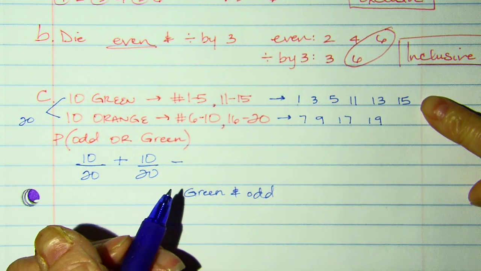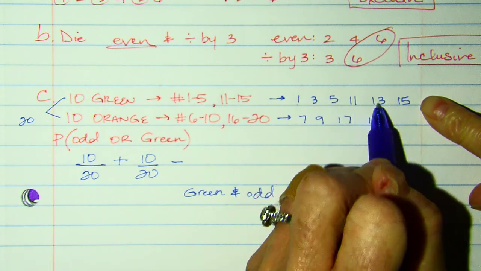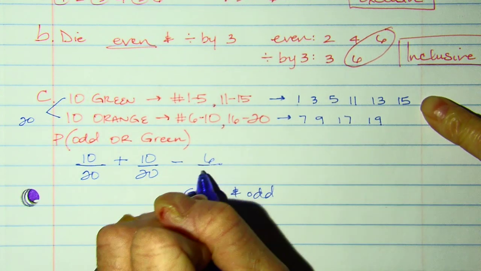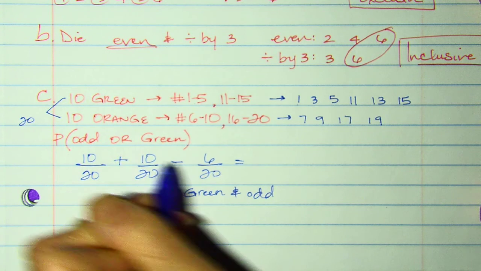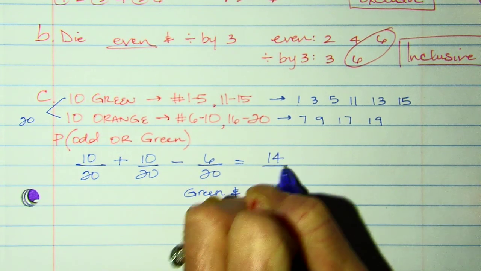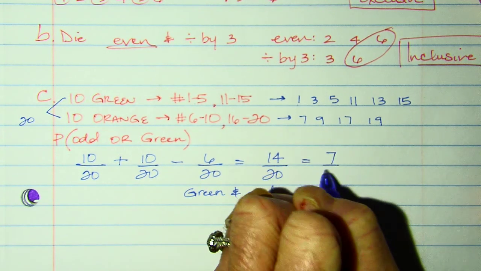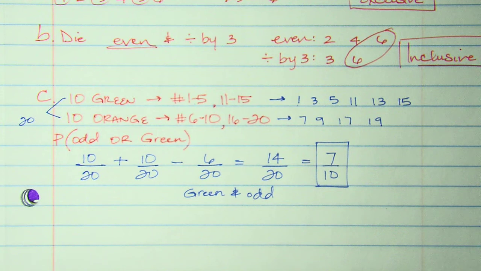And you wrote them up here. There are 1, 2, 3, 4, 5, 6 that are both green and odd. So 10 plus 10 is 20. 20 minus 6, I got 14 over 20, or 7 out of 10.